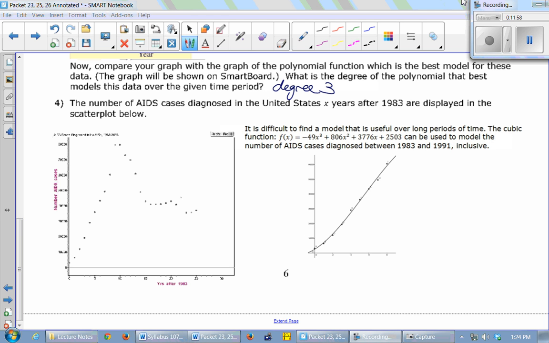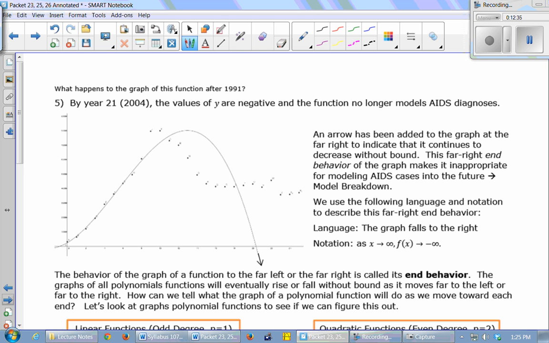Okay, so here's my cubic polynomial that's much easier to read. Negative 49x cubed plus 806x squared plus 3776x plus 2503. So that cubic function could be useful to model the number of AIDS cases between 83 and 91. So if this is 83 and this is 91, we have a really nice fit of the data with that cubic polynomial. But after that, we have this sharp decline, and it might not be a good model anymore, right?